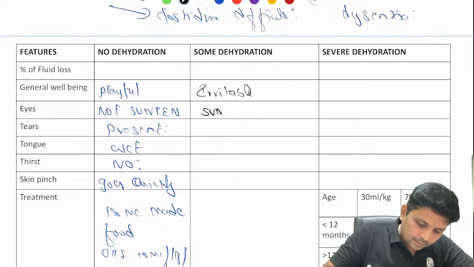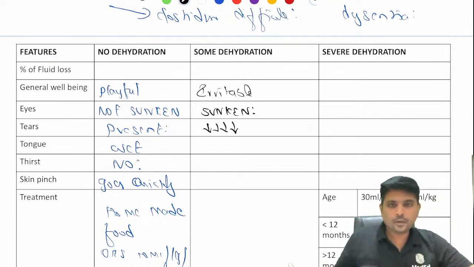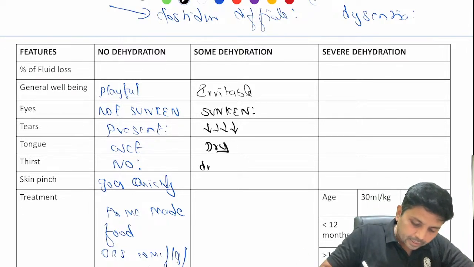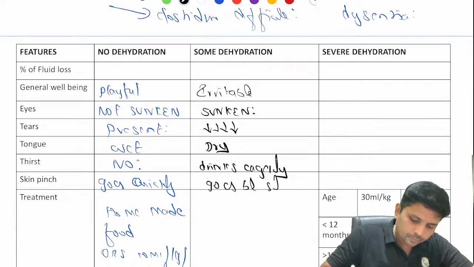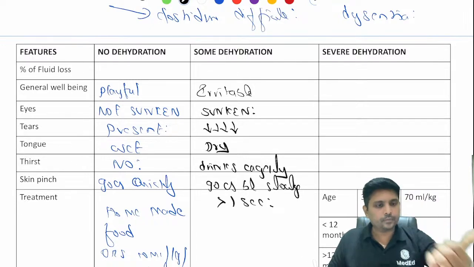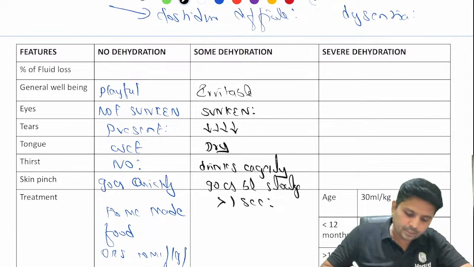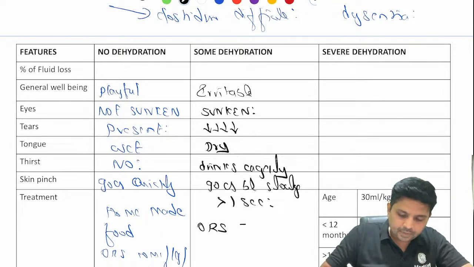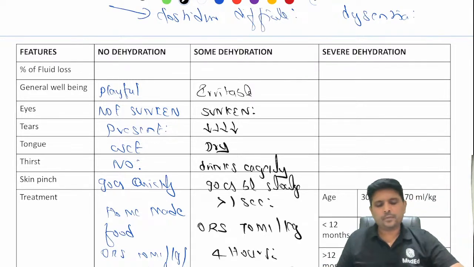Eyes are sunken, tears will be reduced, tongue will be dry, and thirst is present, the child drinks eagerly. Skin pinch goes back slowly, more than 1 second. What is the treatment? ORS 70 ml per kg over 4 hours.